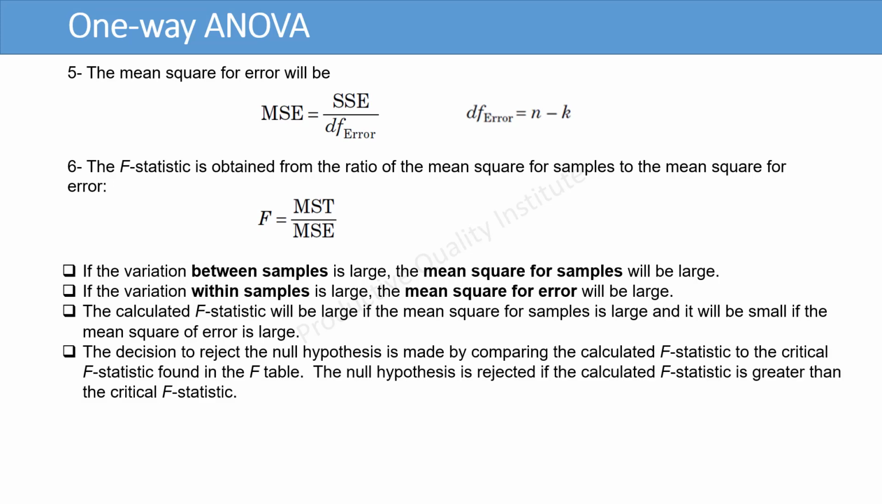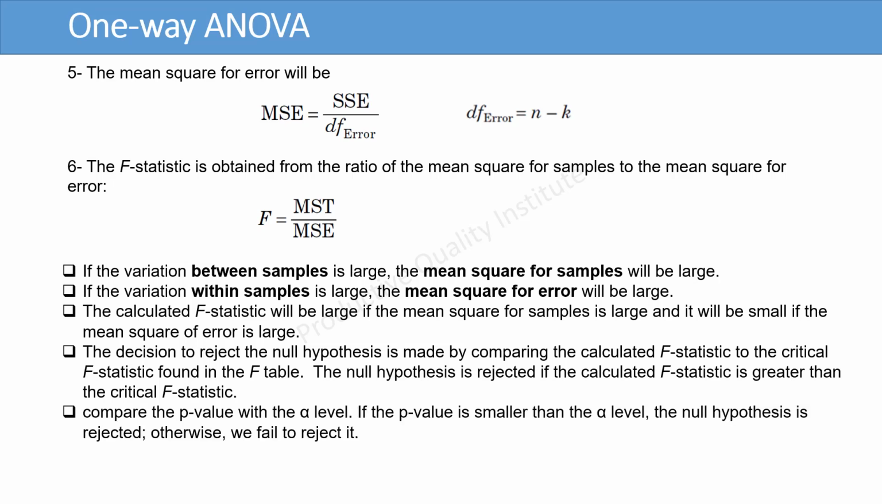The decision to reject the null hypothesis is made by comparing the calculated F statistic to the critical F statistic found in the F table. The null hypothesis is rejected if the calculated F statistic is greater than the critical F statistic. Compare the p-value with the alpha level. If the p-value is smaller than the alpha level, the null hypothesis is rejected; otherwise, we fail to reject it.